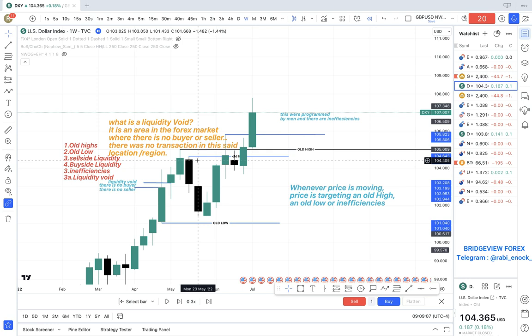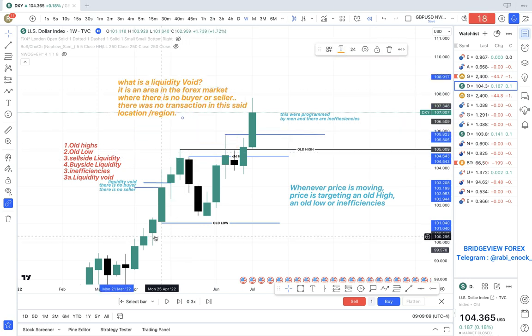And then this also on a liquidity void. This is a liquidity void. I'll give you an example here. So you can take any chart of your choice. This is the DXY. When you want to get it, you come here.